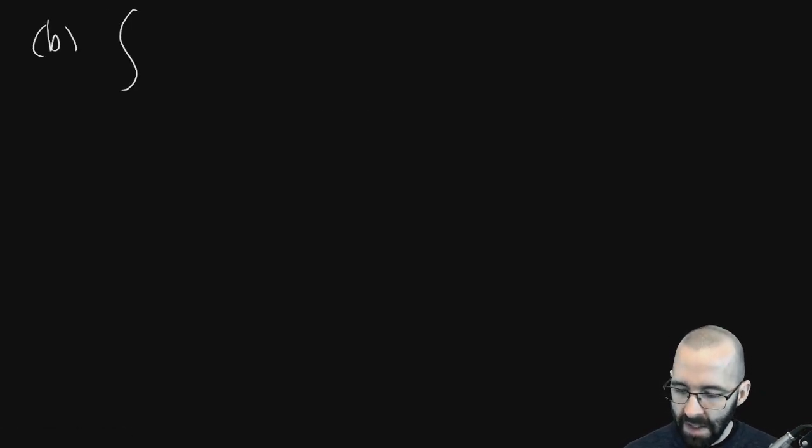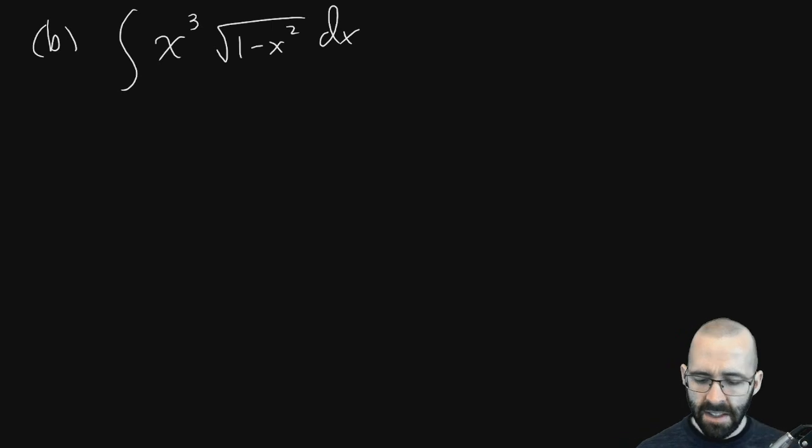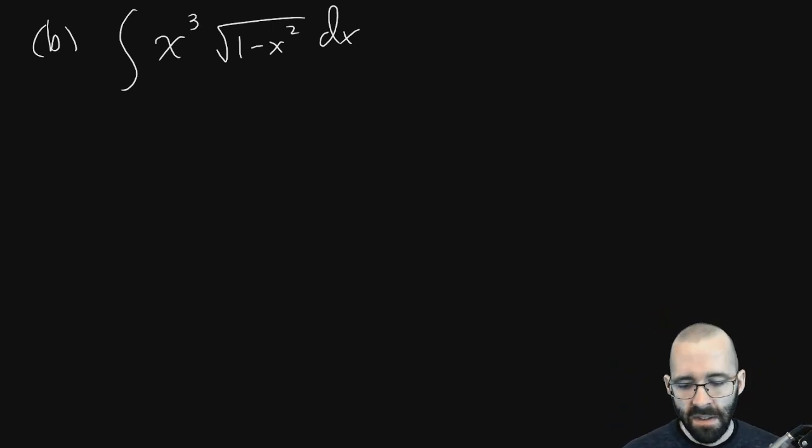Do part B. Antiderivative of x cubed, square root of 1 minus x squared, dx. This one actually looks kind of u-subbable. Again, if you don't have to use a trig integral, don't use a trig integral. Let's try u-sub. Maybe it'll work, maybe it won't. Either way, it's a learning opportunity.